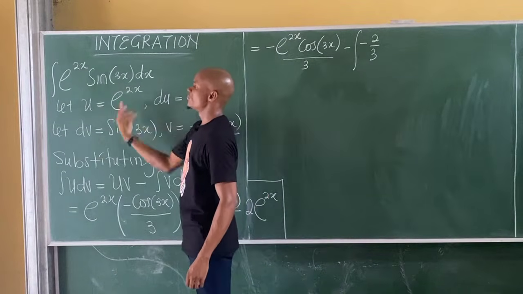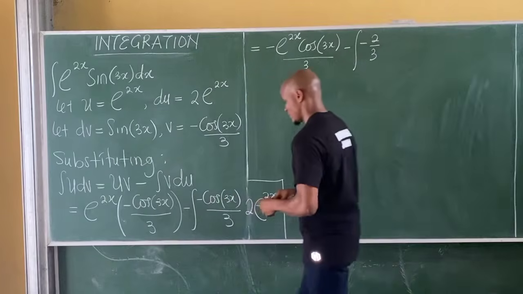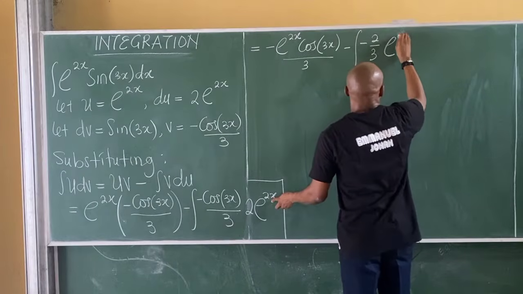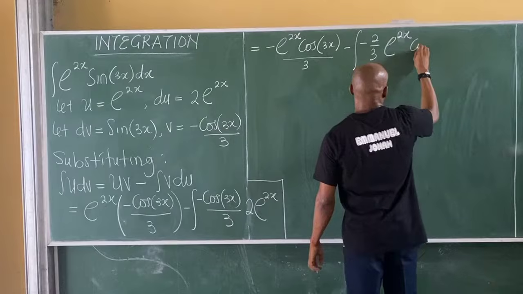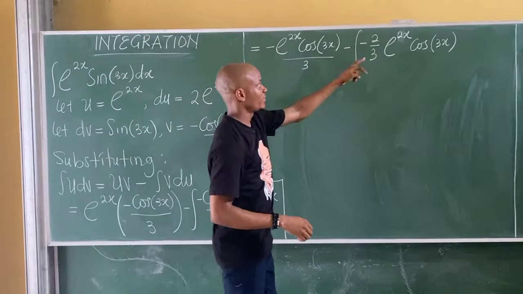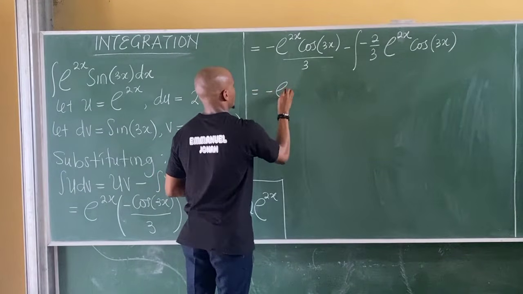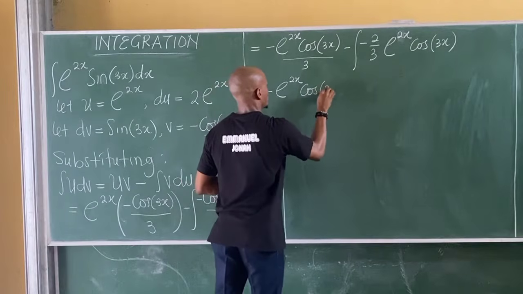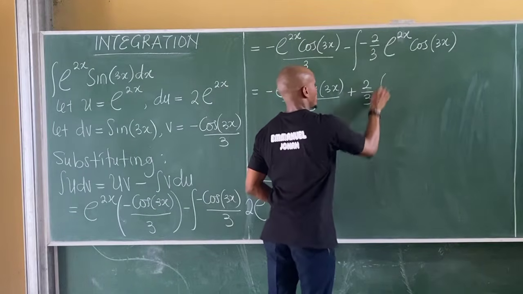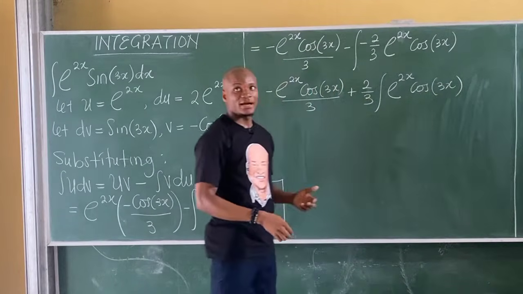In the equation arrangement, observe that the exponential function was taken before the trig function. So in the same way, I will take the exponential function, that's exponential 2x, first, before the trig function, that's cos 3x. Next, take the constant term outside the integral sign. This becomes minus exponential 2x cos 3x all over 3, minus is plus, 2 over 3 times the integral of exponential 2x cos 3x.